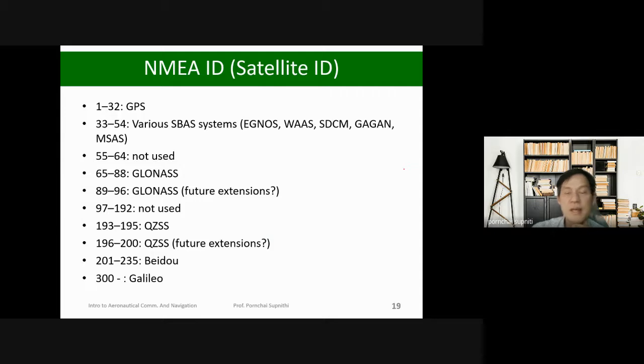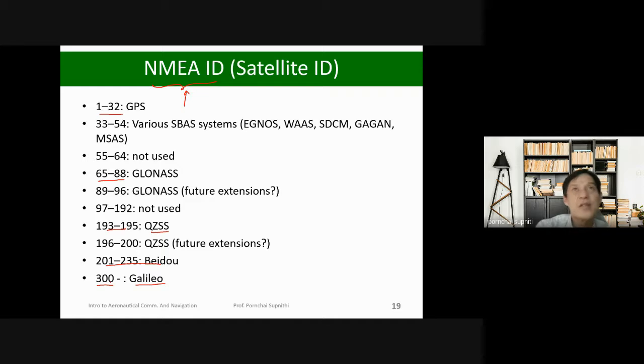And also in some applications they give the ID of the satellite depending on what system you're looking at. Say, for example, for GPS, the ID is 1 to 32. Then for GLONASS, it's 65 to 88. So you can tell that GPS comes before GLONASS, right? And then for QZSS it is 193 to 195. For Beidou it is 201 to 235. Okay, but in some software, they number even Beidou from 1 to 30, something like that, but they use different colors. So that depends. But this is the NMEA standard, and these are the IDs of the satellites for each system. And then for Galileo it is 300 plus.